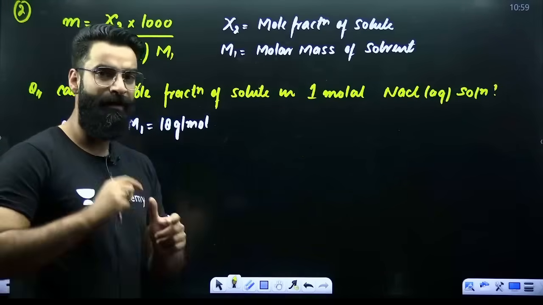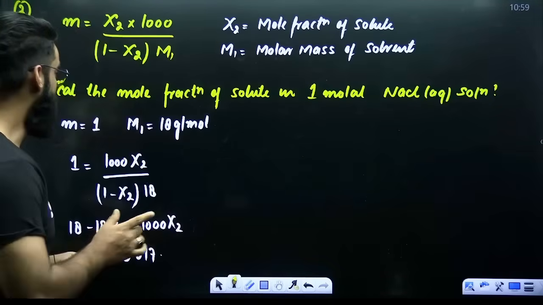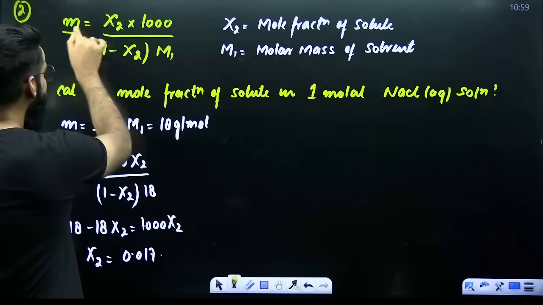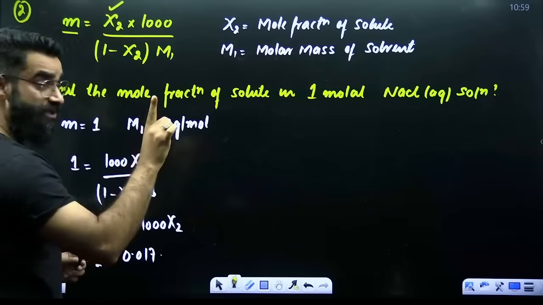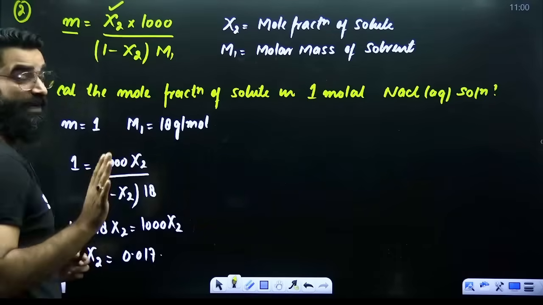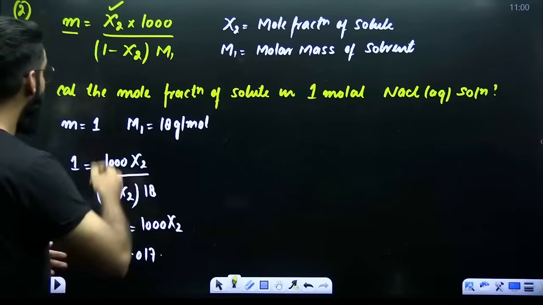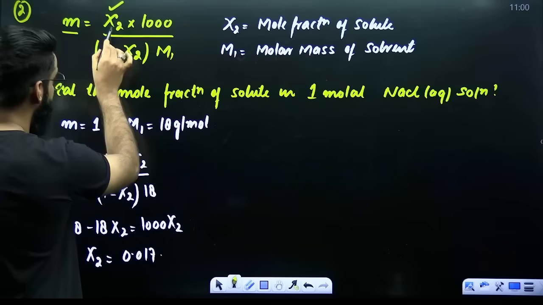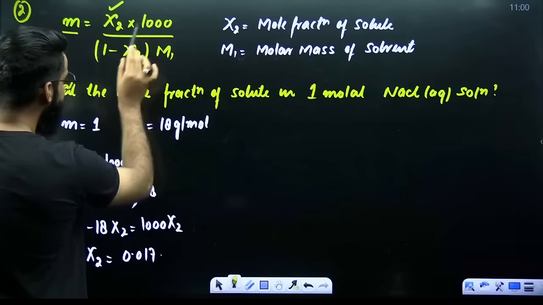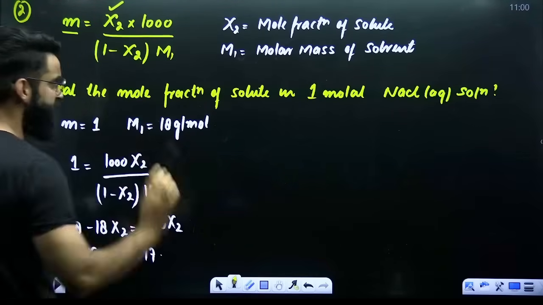Question number 2. In most of the questions, you'll be given either molality and you'll be supposed to calculate mole fraction, or you'll be given mole fraction and you're supposed to calculate molality. There is one direct result which I'm giving you, my dear students. Remember that. Molality is equal to mole fraction of solute multiplied by 1000, divided by 1 minus mole fraction of solute, times molar mass of solvent.